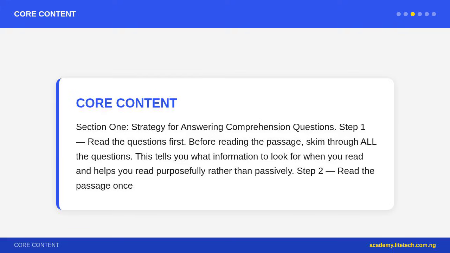Section 3. Answering inference questions. Inference questions require you to go beyond what is stated.